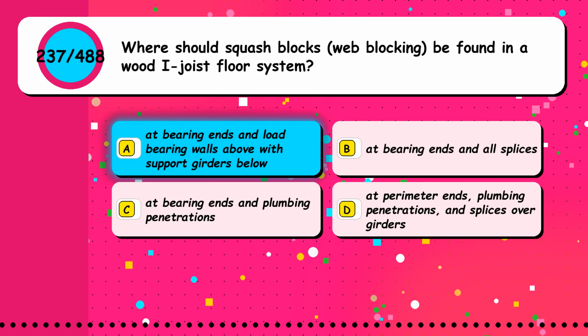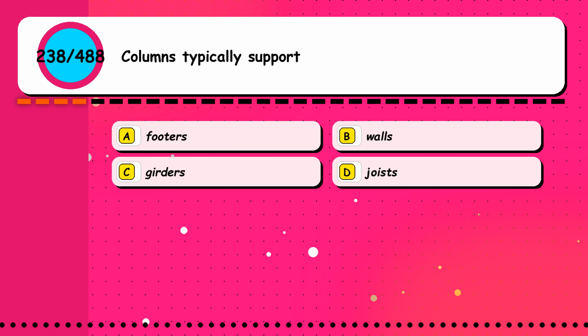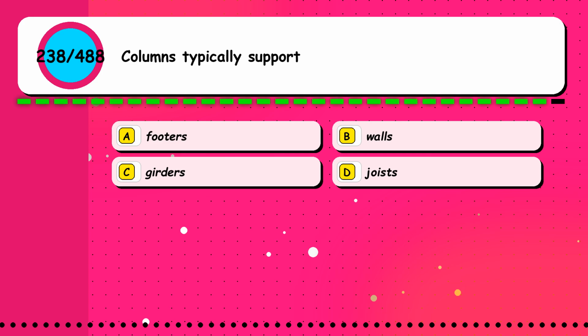The correct answer is option A, at bearing ends and load-bearing walls above with support girders below. Question 238. Columns typically support. Option A, footers. Option B, walls. Option C, girders. Option D, joists.